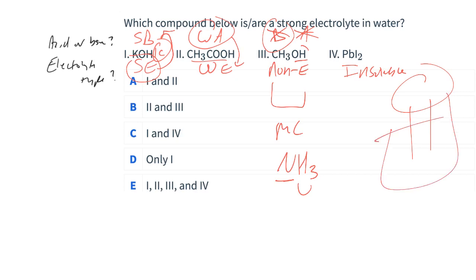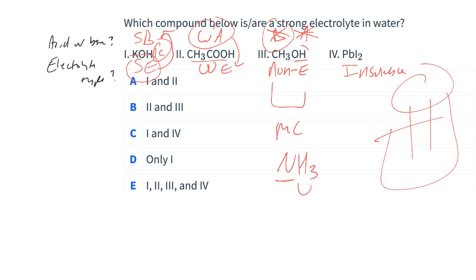The light bulb is only going to light up when we have a lot of ions in the solution. KOH makes a lot of ions in the solution, so the light bulb would light up. That's why we call it an electrolytic solution. If we did that with acetic acid, like we did in our demonstration, it partially lights the light bulb up. Methanol wouldn't light it up at all, and PbI2 wouldn't light the light bulb up either.